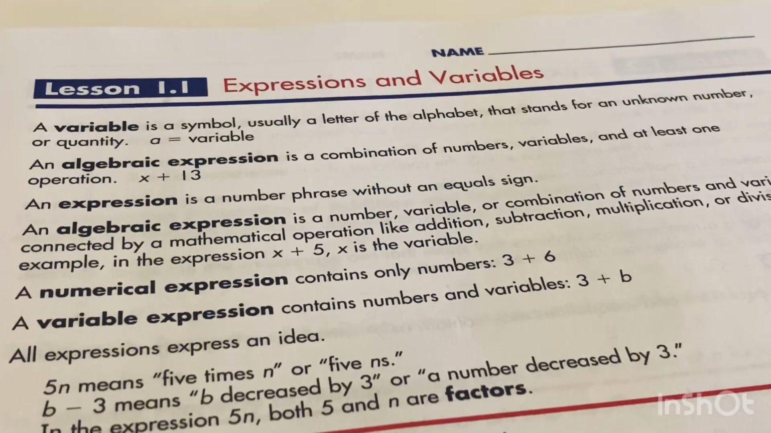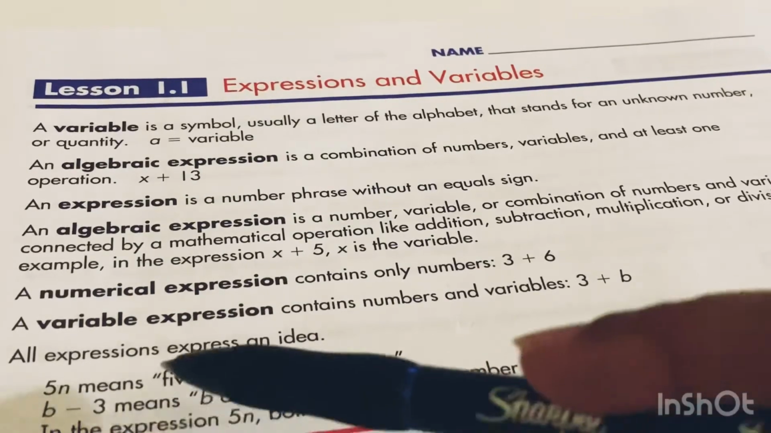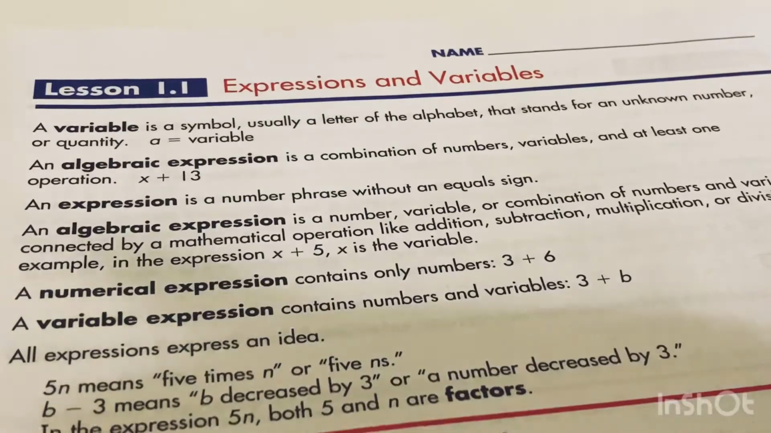Now when we have to show multiplication, we don't need to show the multiplication sign. It can be just written, as you can see here in the first example, which shows 5n. 5n means 5 times n. Now 5 times always means multiplication, right? But we can just write it as 5n, 5 times n.